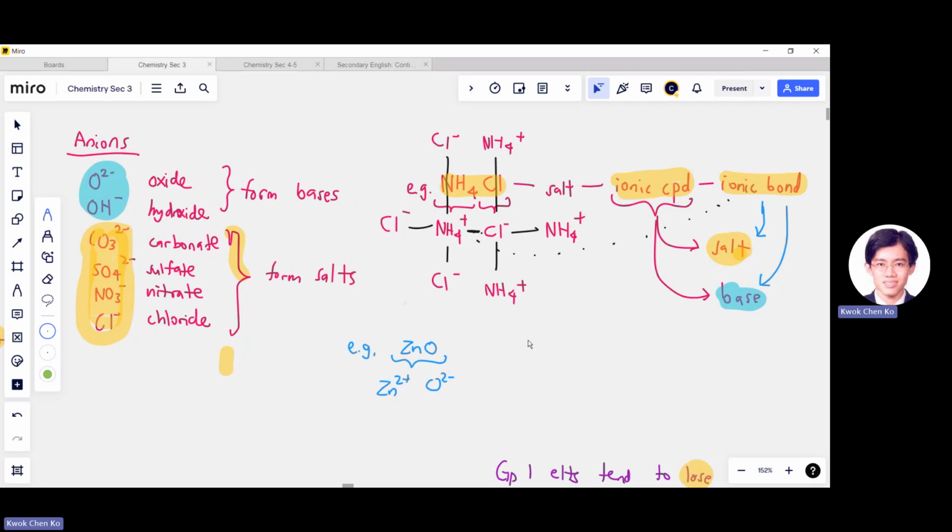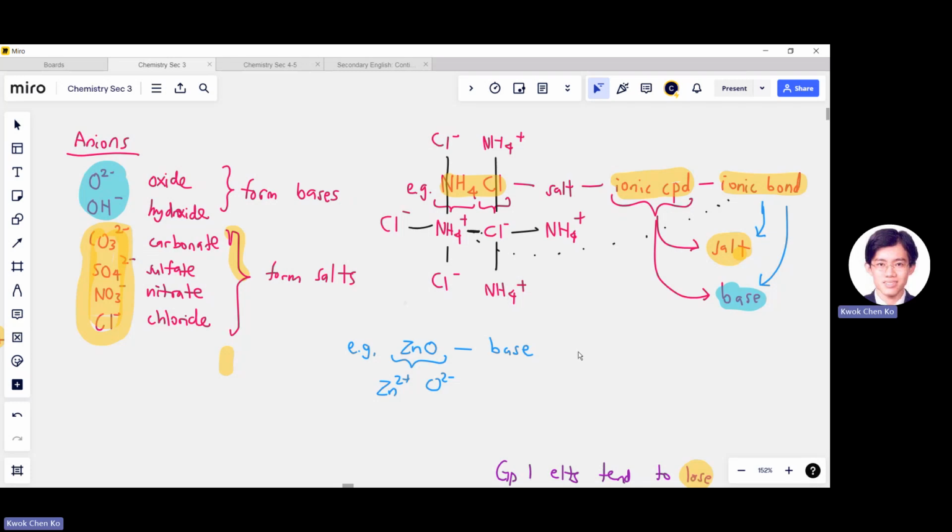But let me pose a further question. So this is an ionic compound. It has ionic bond. Next question. Is it a salt or a base? Good. It's a base because a base contains oxide or hydroxide. I mean, you may not have come across this idea yet, but it will come very soon. So you may as well get used to it.